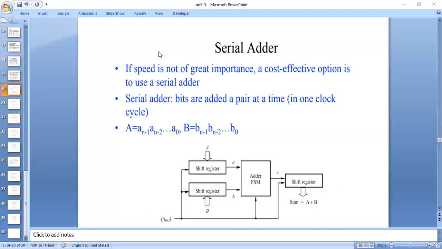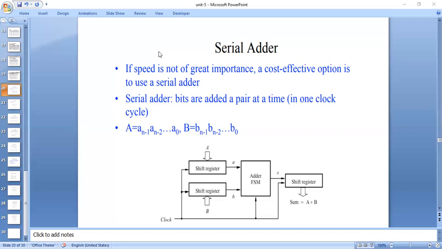Okay, so in this session, I'm going to explain a serial adder. In combinational circuits, we discussed a parallel adder. A parallel adder is nothing but a combinational circuit that we can construct by using full adders. In this session, I'm going to explain a serial adder. A serial adder is nothing but a sequential circuit.